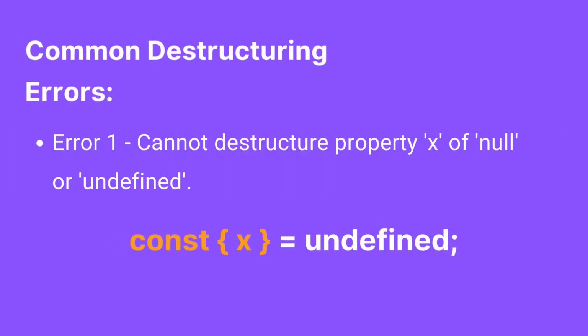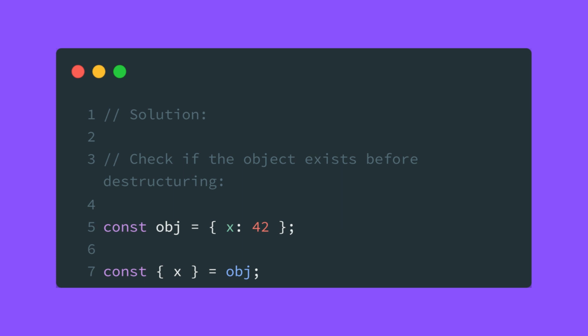In this first example, we encounter a common error when trying to destructure a property from an object that is undefined. As you can see, we're attempting to destructure the property X from an undefined object, and this leads to a type error. Now let's take a look at the solution to resolve this error. To avoid this error, always check if the object exists before destructuring. Here, we initialize an object obj and then destructure the property X from it, ensuring that the object is defined.